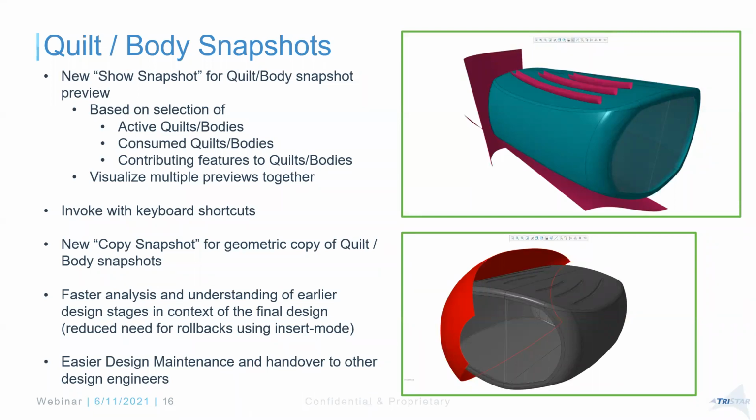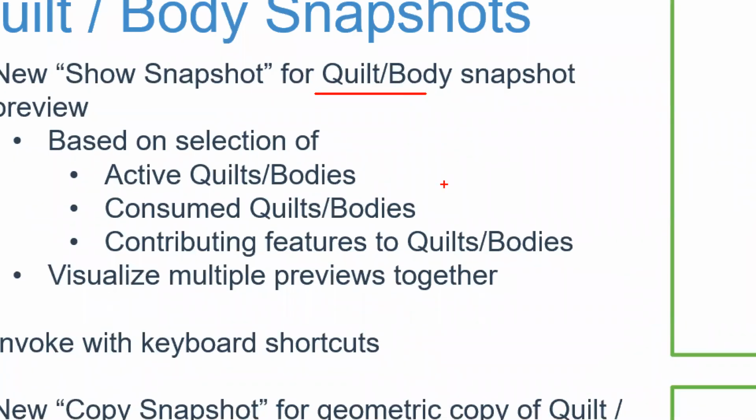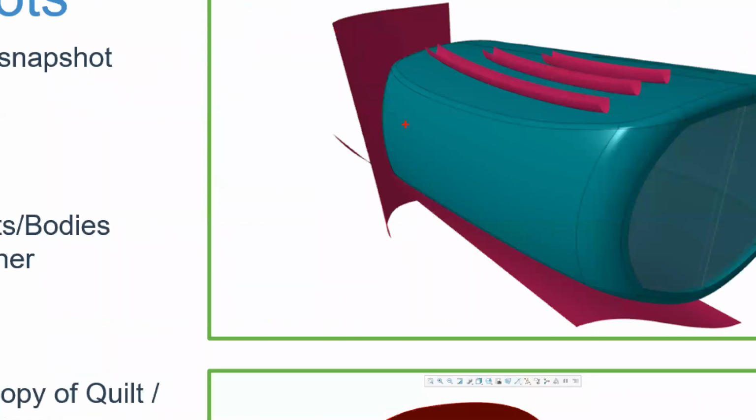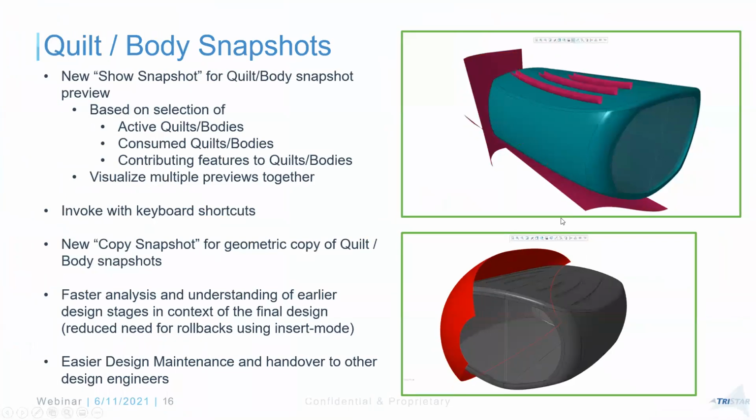You can still do that, but many times from a regeneration standpoint, depending on how large the model is, you may have several patterns on it. It's much easier now to say, show me the snapshot for a quilt or body. So it works on quilts or bodies, right? You can just right click and create a snapshot. It allows you a quick snapshot of how that surface looked at that point in time when you selected it, even though you're not rolling back the model. Very, very nice way to review your design.